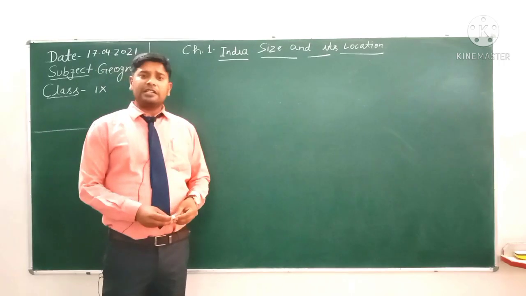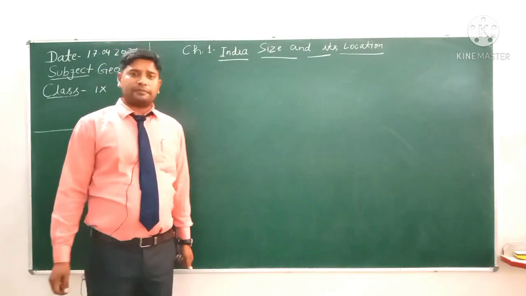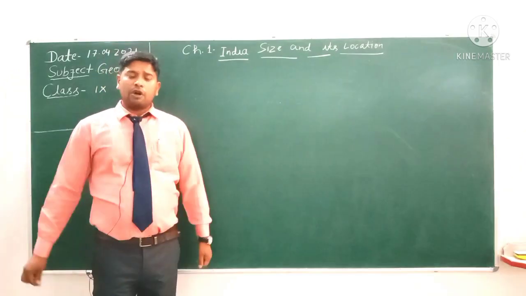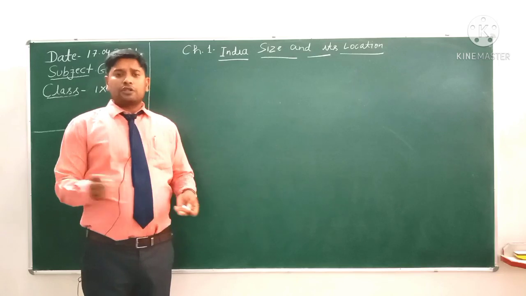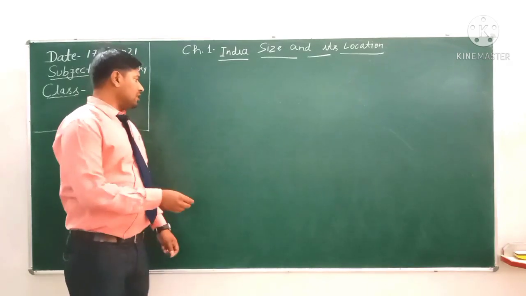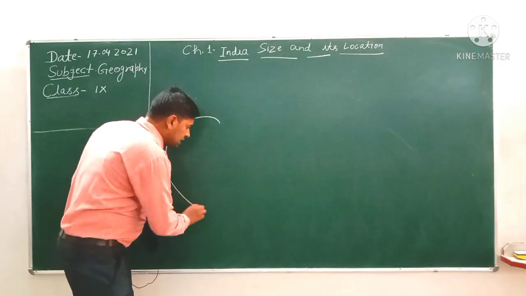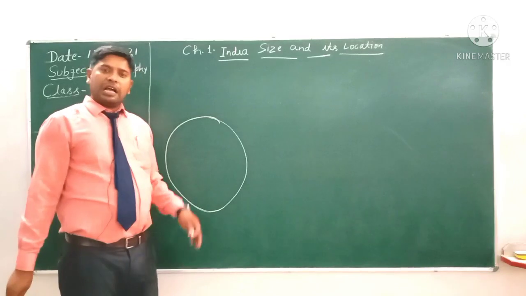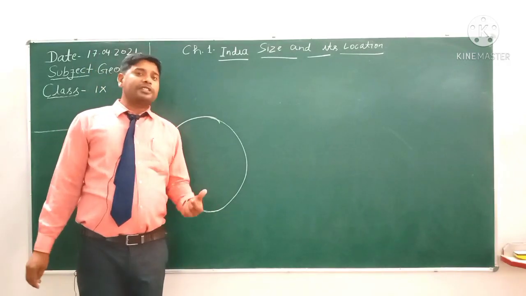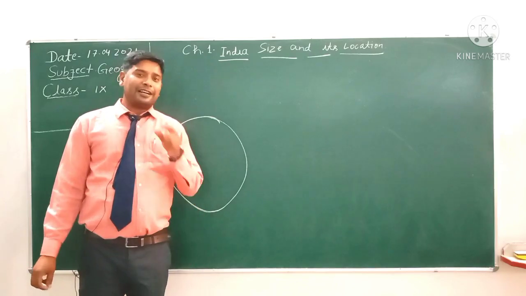Students, as we know, India is totally located in the northern hemisphere. What is a hemisphere, students? First we will understand it through a sketch. Suppose this is a model of a globe. As we know, the globe is the true model of the earth.